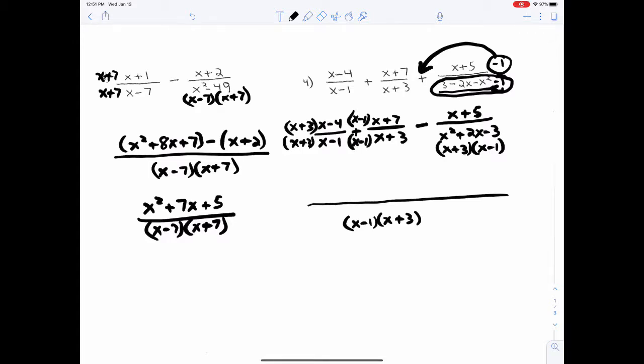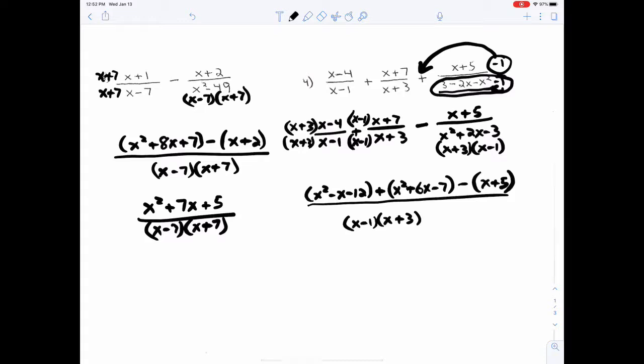And I'm not missing anything from the last fraction. So we multiply out the first fraction and get x squared minus x minus 12. Then plus. Multiply out the second fraction and we get x squared plus 6x minus 7. And the second fraction just stays minus the quantity x plus 5.